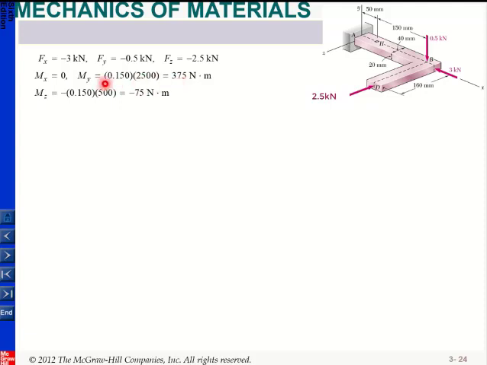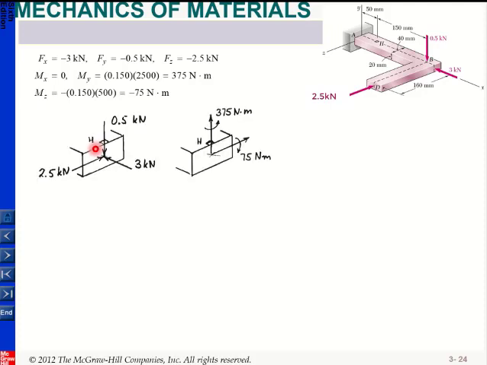So you will get an My due to this 2.5 kilonewton force. Okay, and then you will get a moment along the minus z. So when you look at that, these are the forces, I just moved all the forces there, and these are the two moments that you create.